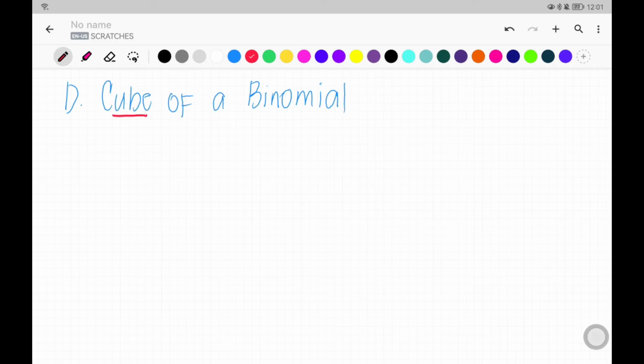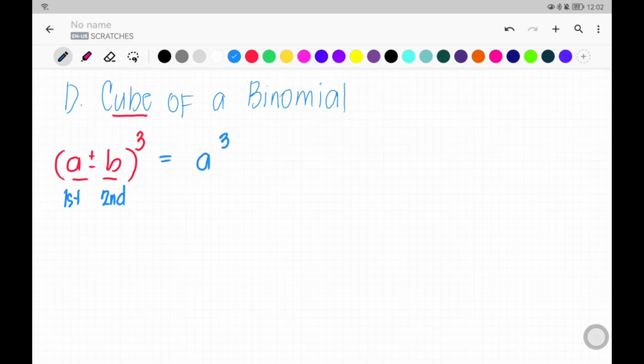Cube means you have to raise it to the power or to the exponent of 3. So binomial meaning you have two terms. So let's say I have here A and B, and but then again, this applies to positive or negative, ha? You just have to follow the rule. Okay, the rule says that you have to cube the first term. So, ito yung first term natin, right? Okay, ito naman yung second term natin. So, we cube the first term. Ang first term natin ay A.